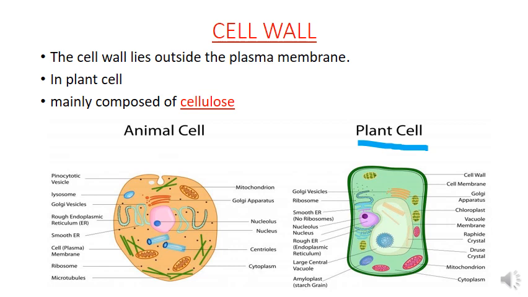That is, plant cell will have a cell wall, and the cell wall is absent in case of animal cell. Plant cell will have a cell wall, and the cell wall is absent in case of animal cell.